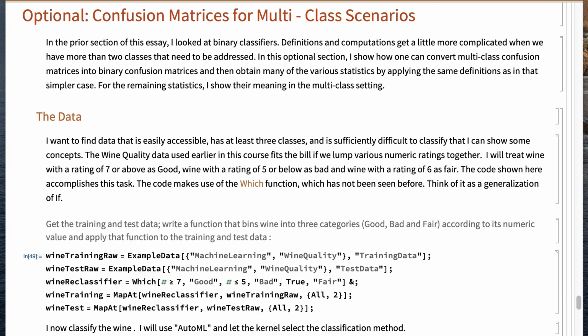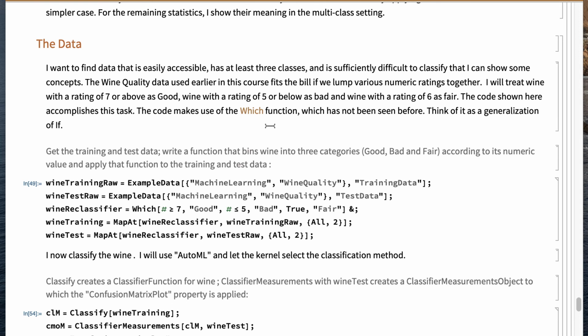In this optional part of the video, I want to talk about multi-class classifiers and how you get statistics out of them and understand their performance. Okay? So I need different data because the Titanic is binary. I'm going to use the wine data. Now the wine data you may recall from prior videos, it gets values I think between 3 and 9 for wine quality. I don't want to have 7 different classes. Let's just go with 3, and so I want to lump some of the wine categories together. So I'm going to say that any wine that has a rating of 7 or more is good, any wine that has a rating of 5 or less is bad, and otherwise it's a fair wine.